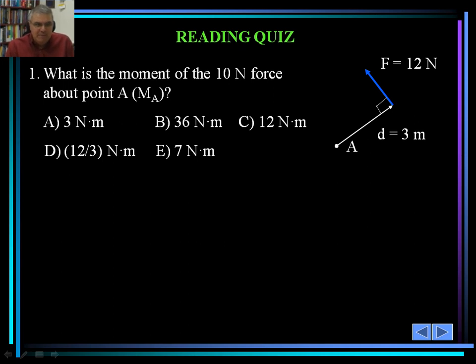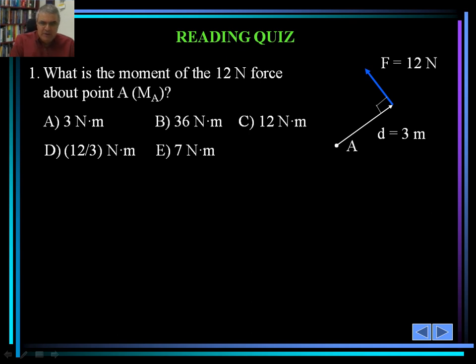So the answer would be B, 12 times 3. Actually, this should be 12 instead of 10. I don't know why it is 10 here, but it is supposed to be 12. Anyways, the correction is made. So that is simply 12 times 3, and that is 36 Newton meter.